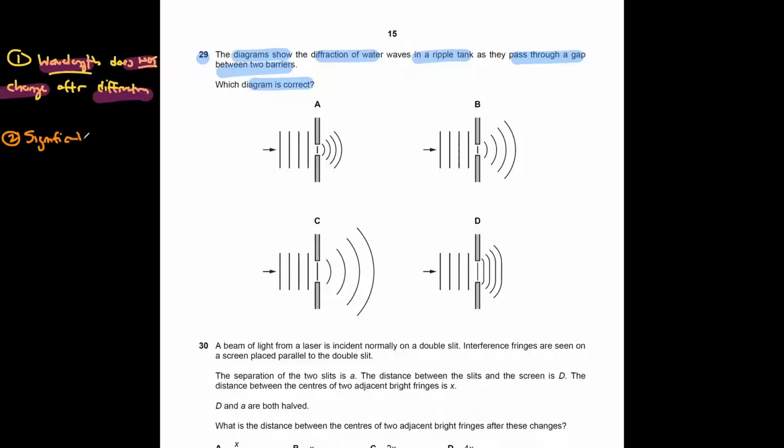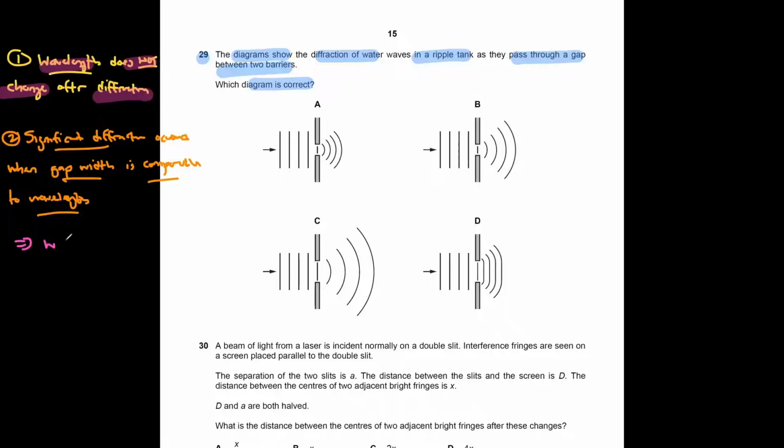Significant diffraction occurs when gap width is comparable to wavelength. Okay, significant diffraction will only occur when the gap width is comparable to wavelength. In other words, it's referring to something like this now.